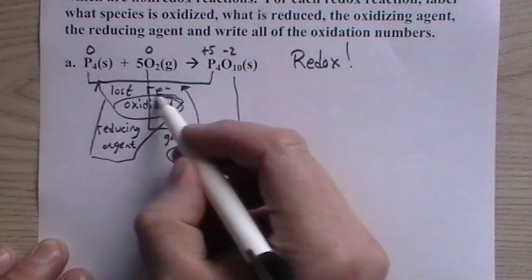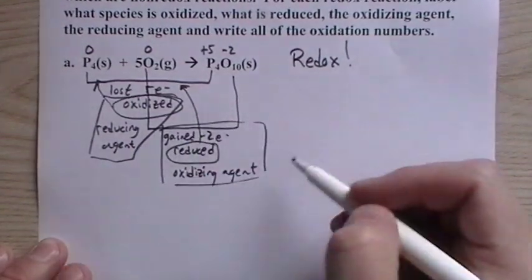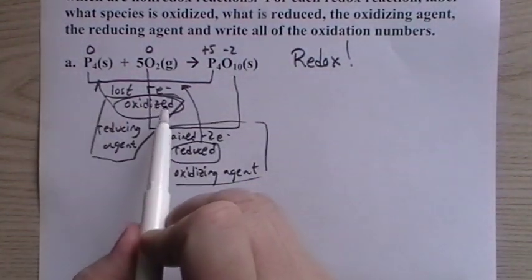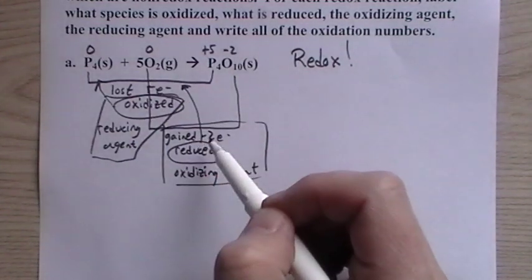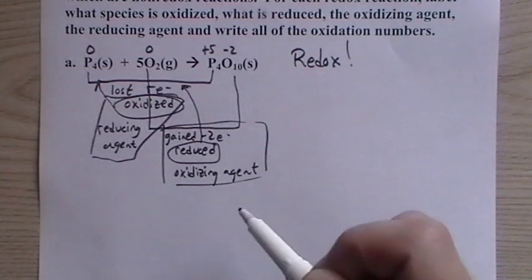Let me just put a box around each of these here. So the phosphorus lost electrons, so it was oxidized, making it the reducing agent. Oxygen gained electrons, it was reduced, making it the oxidizing agent.